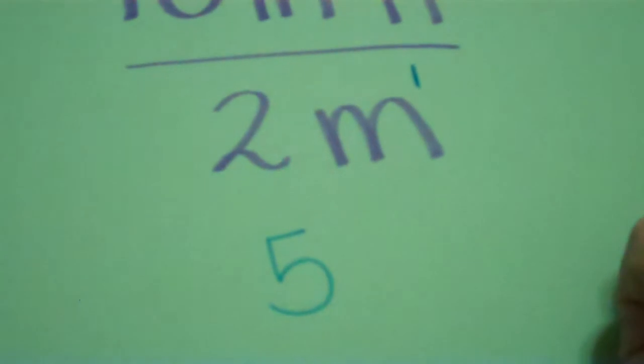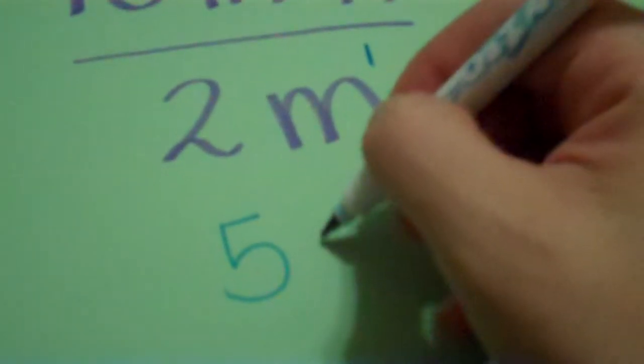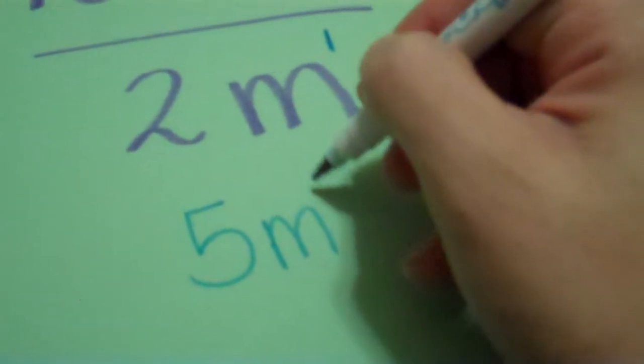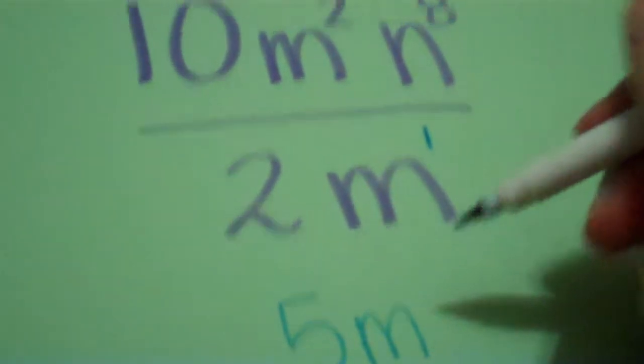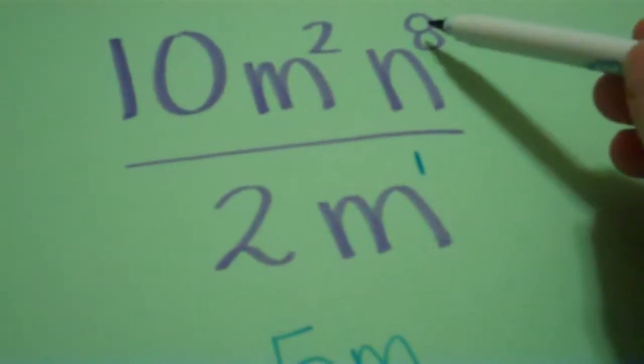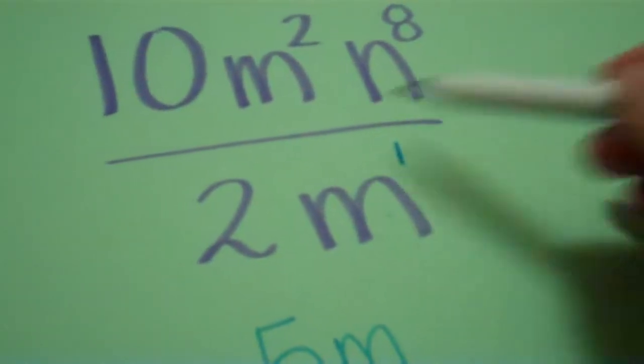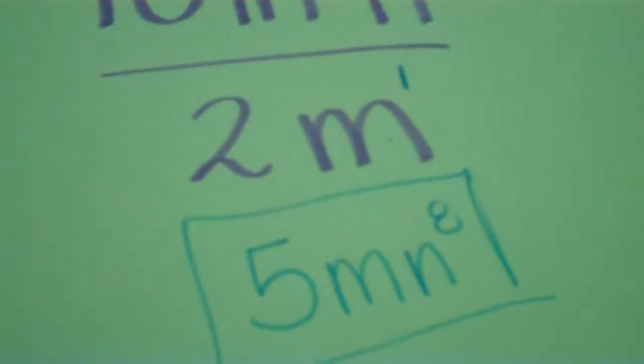So, 10 divided by 2 is 5. Remember, we treat the big numbers like normal. Then 2 minus 1 is 1, right? Now, you could put the 1 there, but I'm not going to. But you could if you wanted to. And then 8, what I saw some of y'all doing is you do 8 minus 1 and you get 7. But this is an N and this is an M. They are different letters. 8 minus nothing is just 8. And that's your answer.